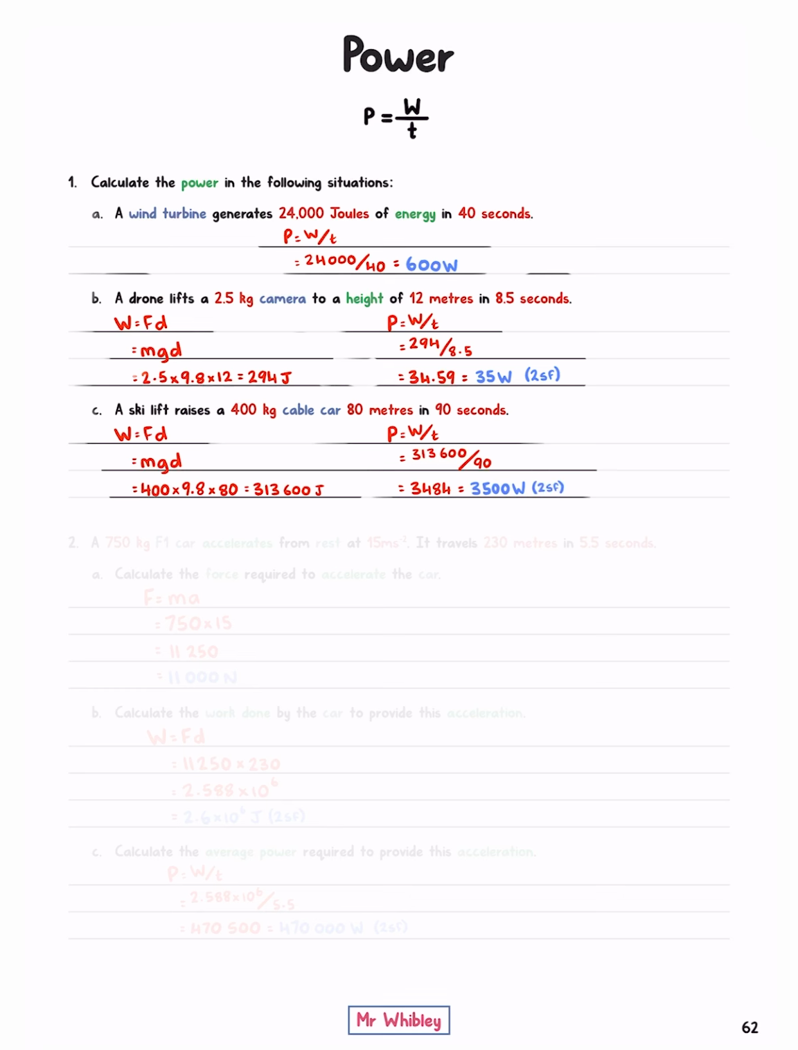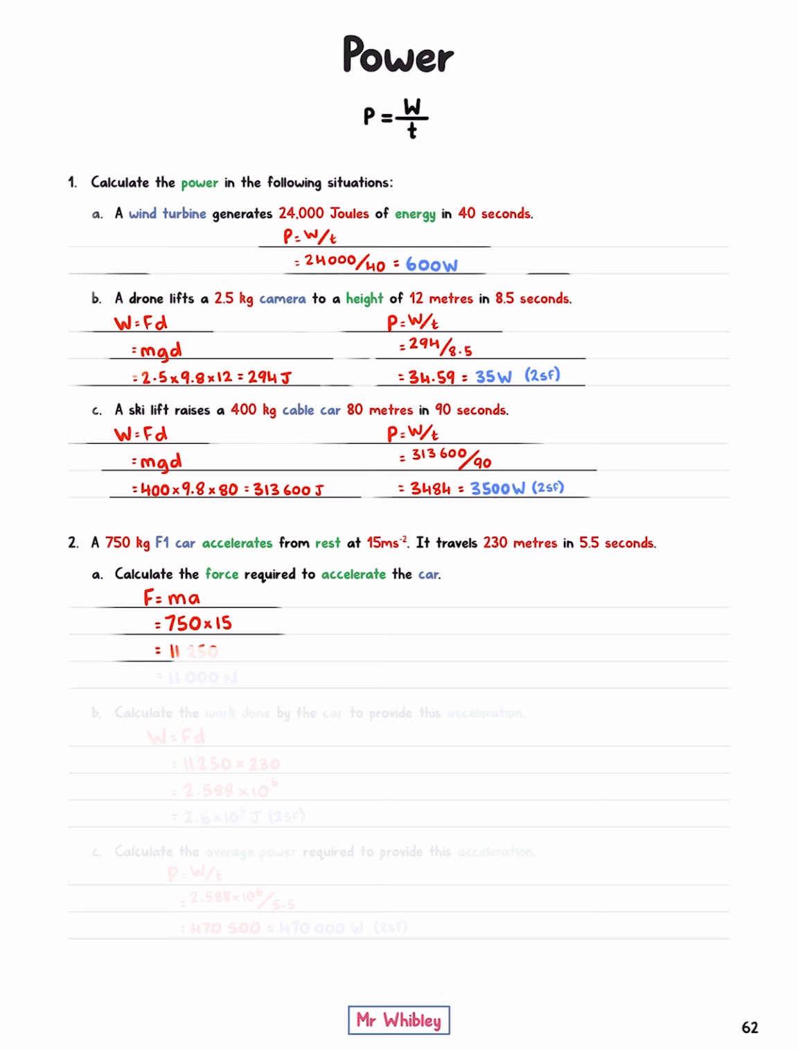Question 2. A 750 kilogram F1 car accelerates from rest at 15 meters per second. It travels 230 meters in 5.5 seconds. Calculate the force required to accelerate the car. We know that force is mass times acceleration. We know the mass and the acceleration, which gives us 11,250 or 11,000 newtons to two significant figures.